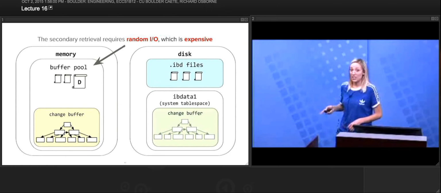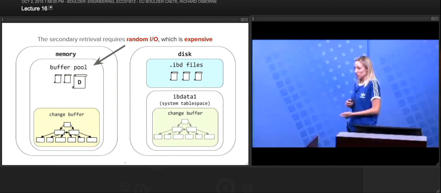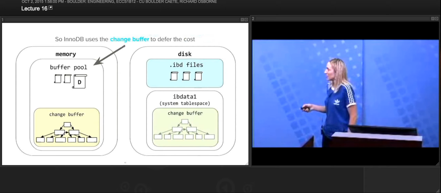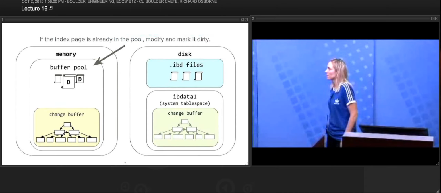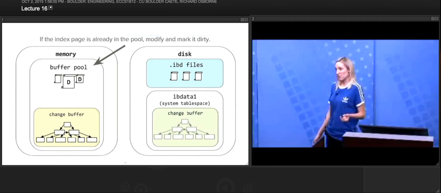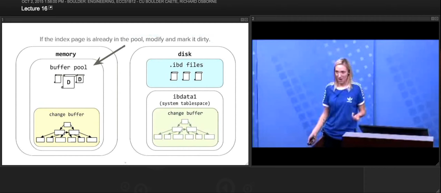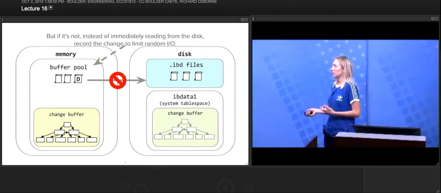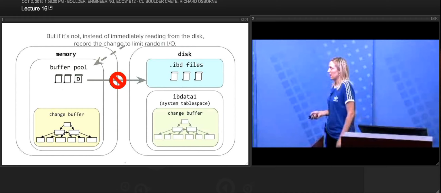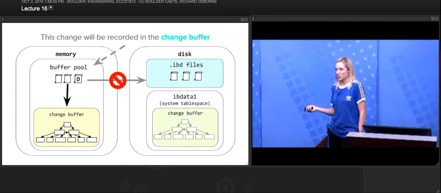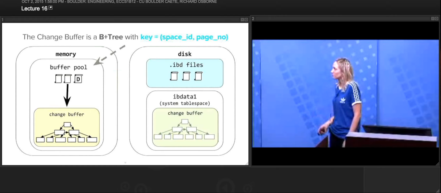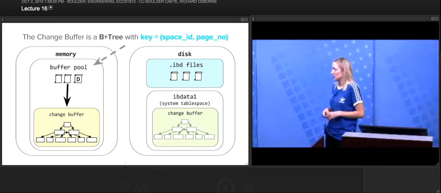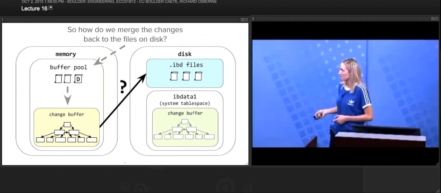So InnoDB is really special. It's created this data structure called the change buffer in order to limit random I/O so that we have faster systems. All right, so it's going to use the change buffer to defer this cost. If that index page it wants to modify is already in the buffer pool, let's modify it and mark it dirty. But if it's not already in the buffer pool, instead of immediately reading from disk, let's record that change to limit random I/O. And that's where we're going to use the change buffer. So the change buffer is this B+ tree. The key is the space ID, so that's the table that we're interested in, and the page number.